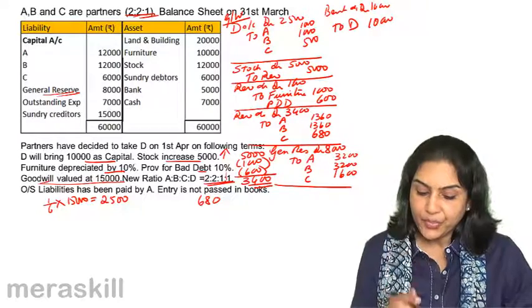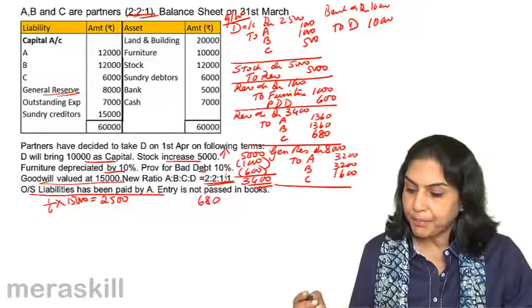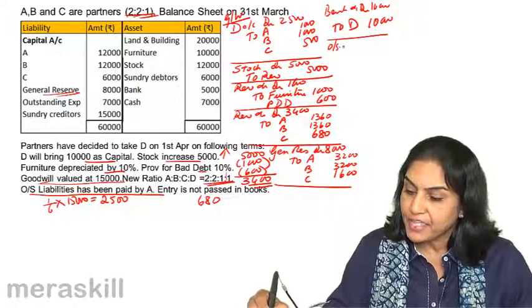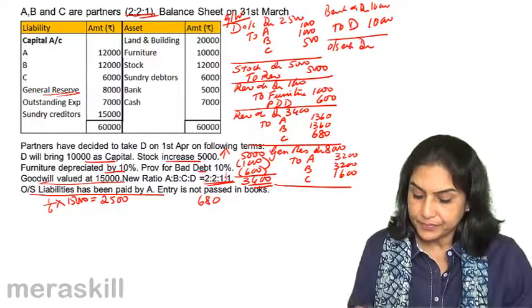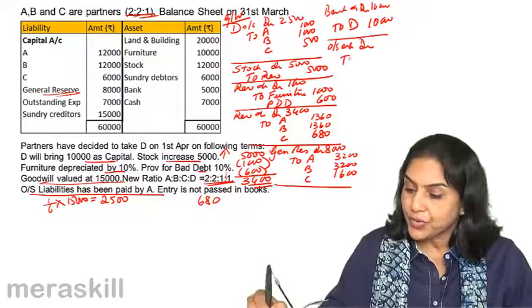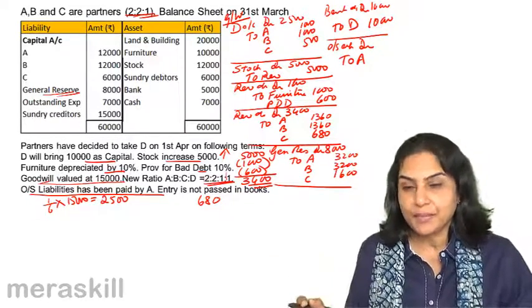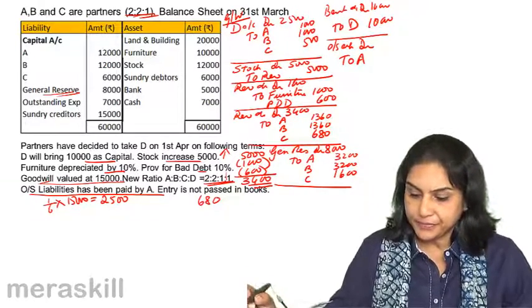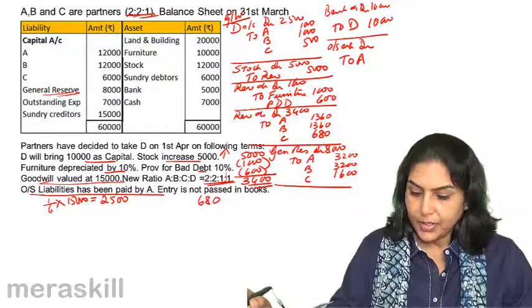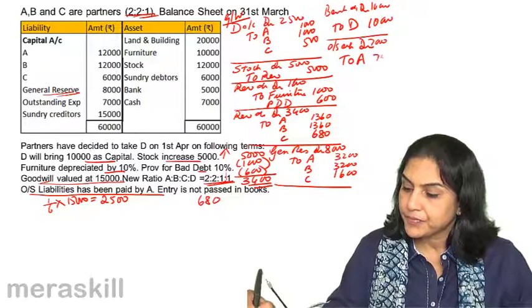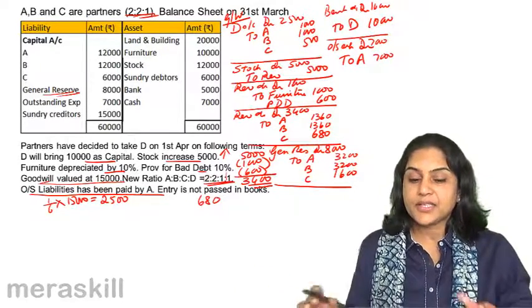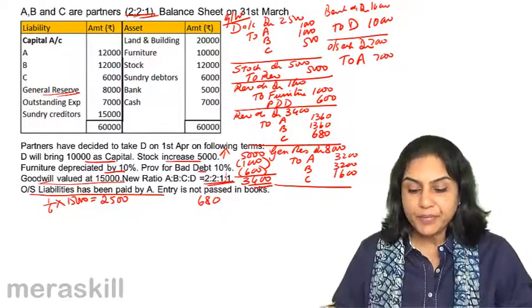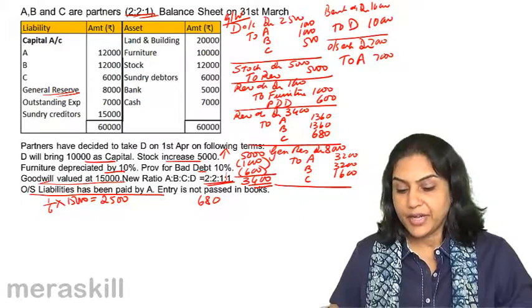There's one more entry where outstanding liabilities have been paid by A. The entry would be outstanding expenses account debit to A. To A. Why? Because A has paid the money. Therefore, A's capital account is credited, 7,000. This takes care of all the entries required on the admission of D.